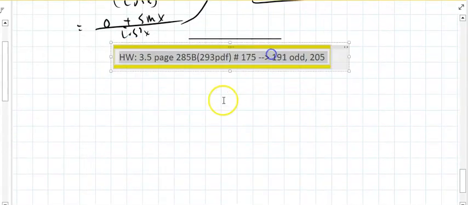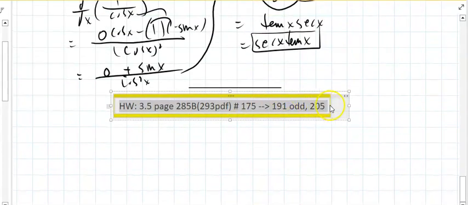So again, I'm cutting the homework down to roughly about 10 problems per section, 10 to 12. Just don't want you to do busy work.